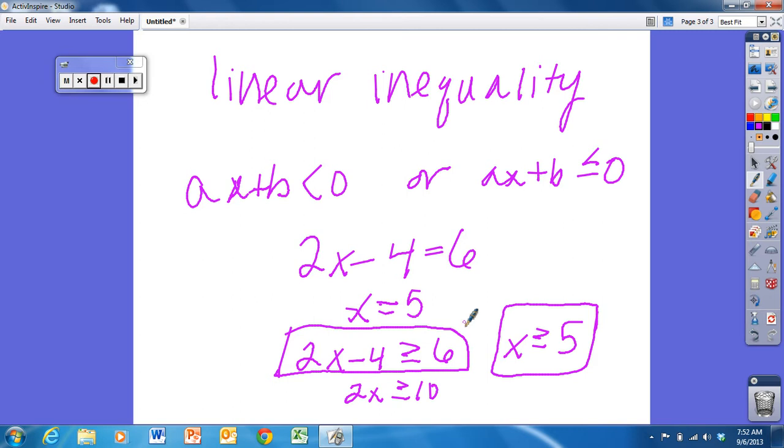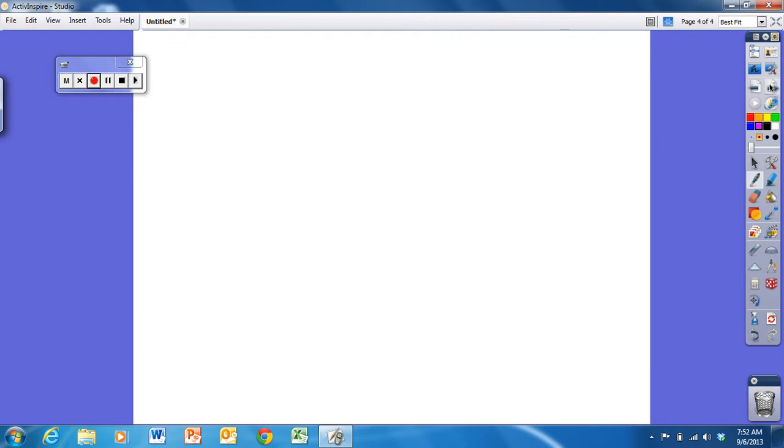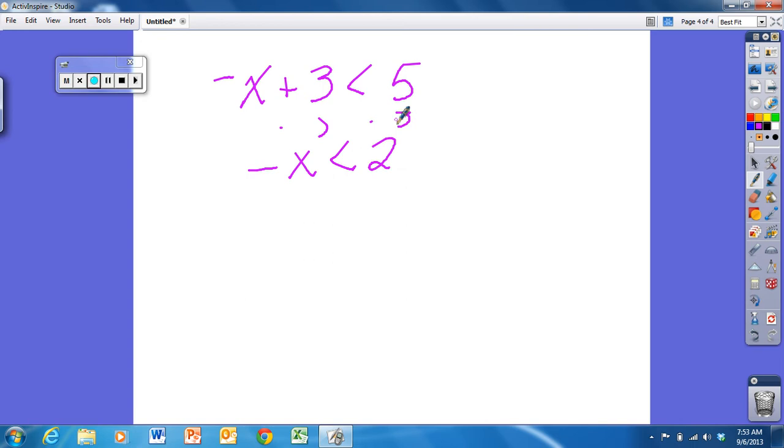Now, inequalities are a little bit tricky because you might have to do the trick, and people always forget this. So let me just say negative x plus 3 is less than 5. So negative x is less than 2, because I'm going to subtract 3 from both sides. And so most of you would say, okay, divide by negative 1 and x is less than negative 2.